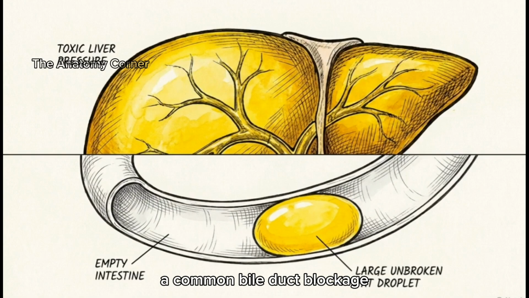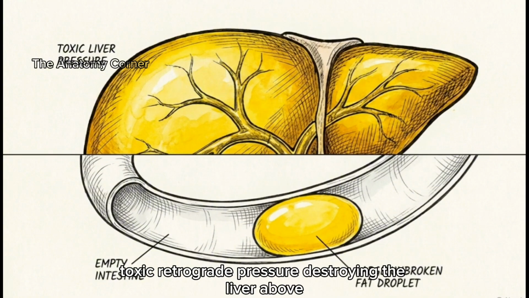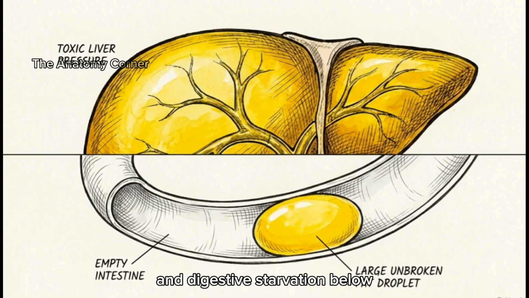A common bile duct blockage converts localized plumbing issues into a two-front systemic failure: toxic retrograde pressure destroying the liver above, and digestive starvation below.